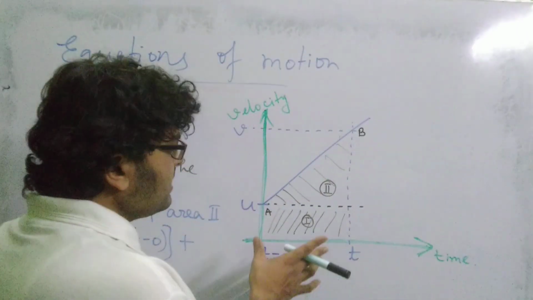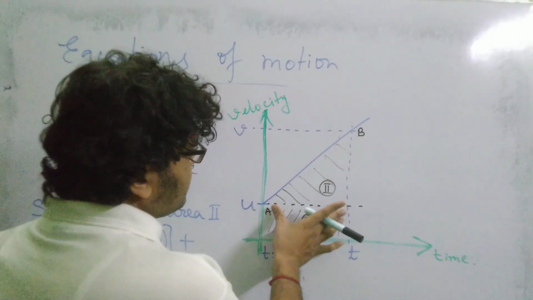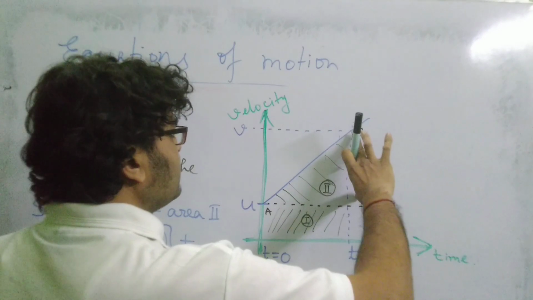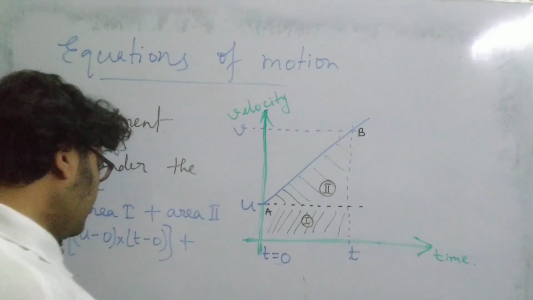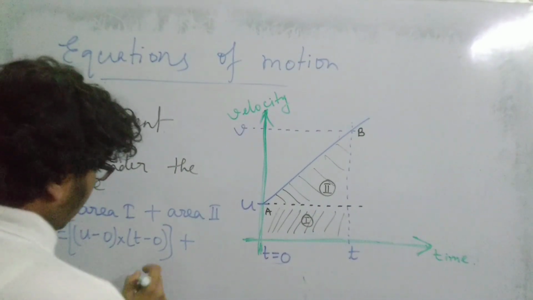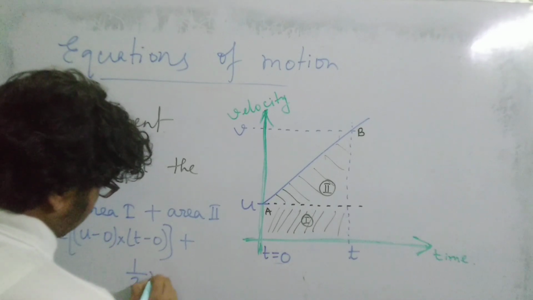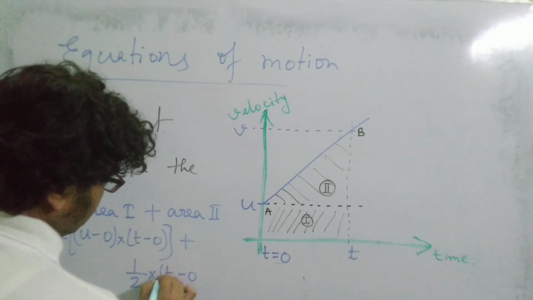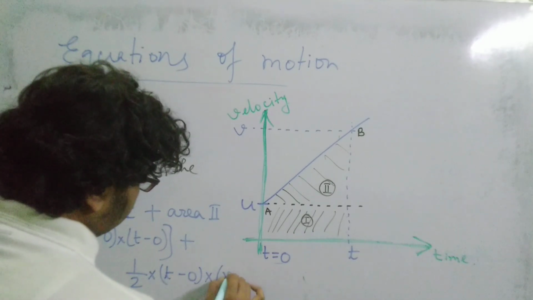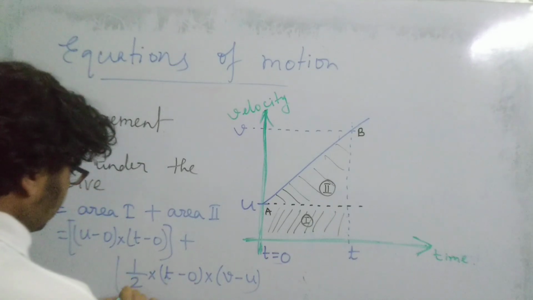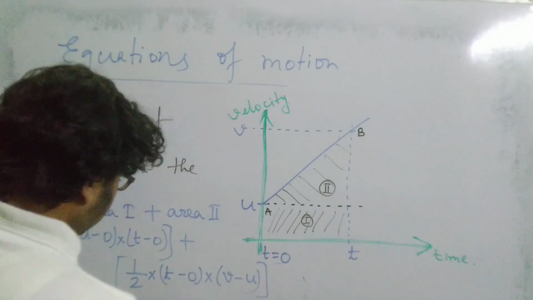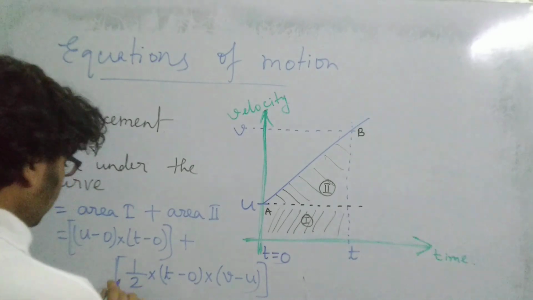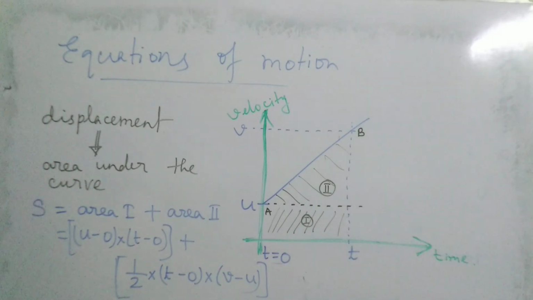So what is the value of the base? The length of the base is again t minus 0, which means t, and what is the height? It is v minus u. So if I consider this, half into base, which is t minus 0, into height, which is v minus u. So this is the area of the triangle, isn't it? Area of the triangle. Fine.